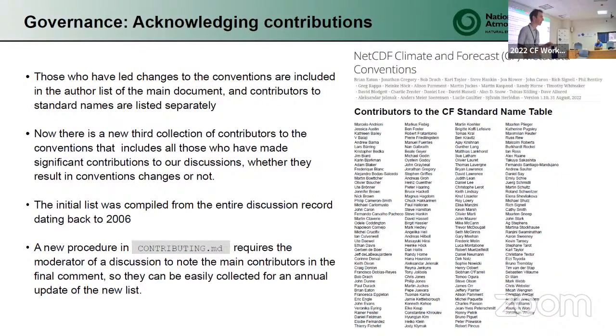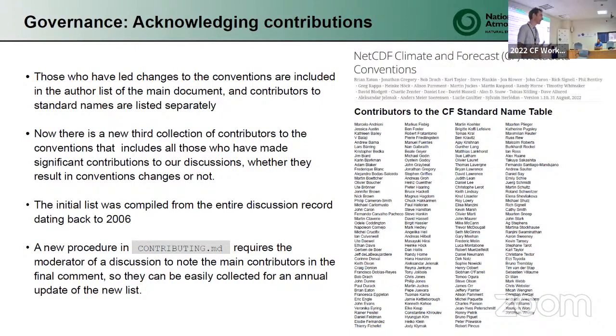But there's now a new third collection, which is a collection of contributors who have made a significant contribution, even if they didn't lead a change, but have been considerably active in a discussion. And importantly, whether or not the change ended up being accepted. So the authors of the main document are people who've led changes that made it into the document. But quite often there've been long, very interesting discussions that for all sorts of good reasons have been parked or not proceeded at this time.